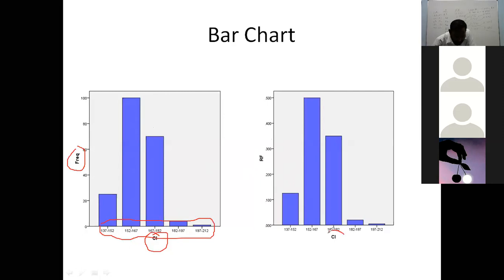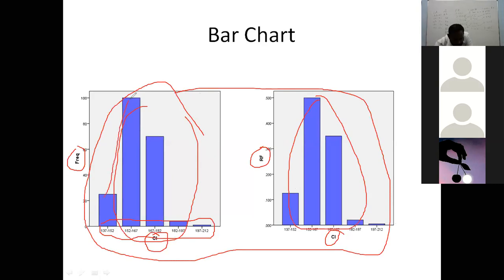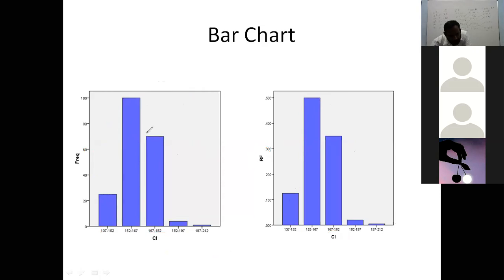Similarly, we can have class interval versus relative frequency. I have simply put RF, relative frequency. That is also possible. Is there any difference between these two graphs in terms of nature? Can you show me any difference? Only the scales are different. If you look at the structure of the graph, in both cases, all are the same. So whether you draw class interval versus frequency or class interval versus relative frequency, it doesn't matter. It will give almost the same features, right? That is how we can draw a bar chart.